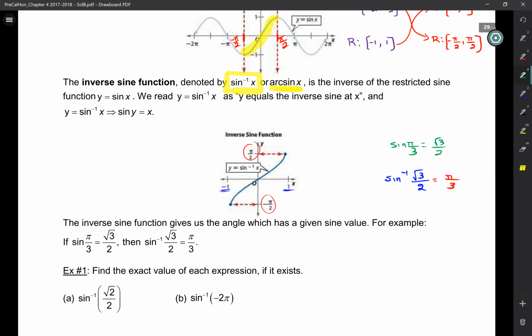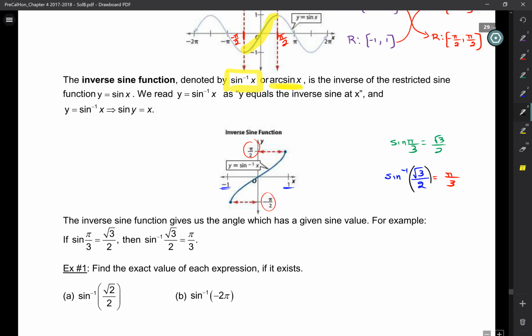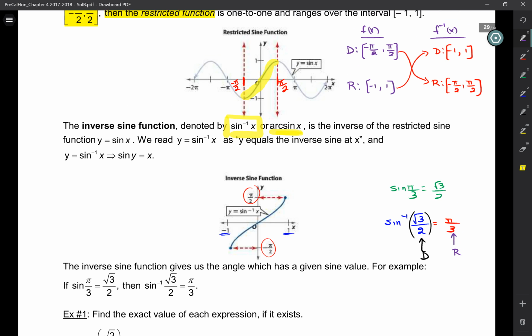Now, this number here, that's the x value. That's associated with the domain. This number here, that's the y value, that's associated with the range. So what's important is this. For the inverse sine function, what's the domain? Up here, for the inverse sine function, what's the domain? What did we say?